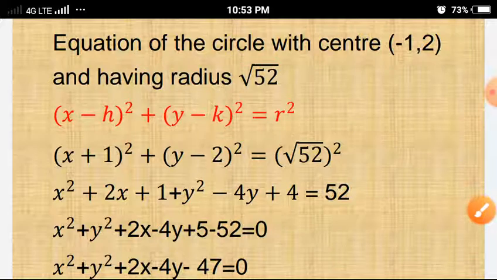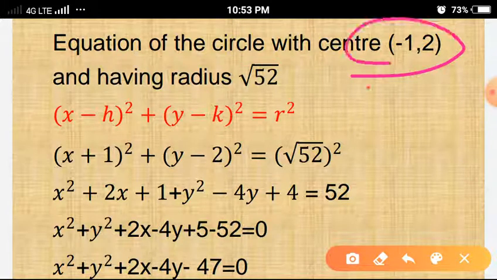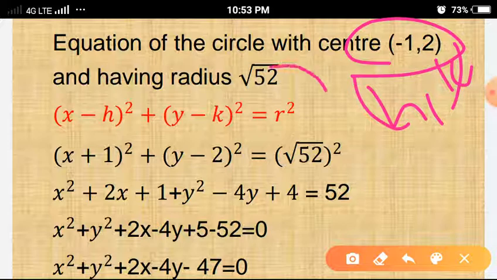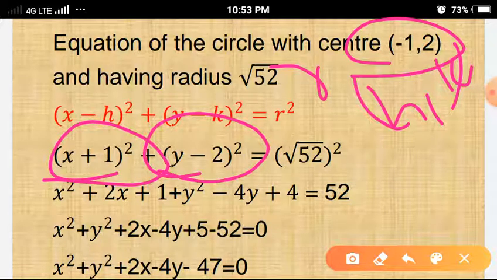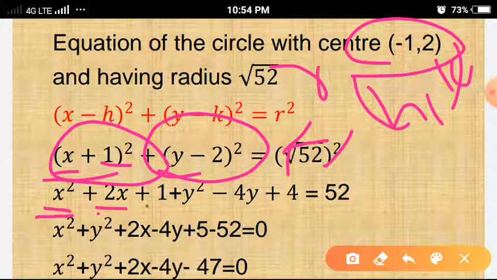Then we have the values of h, k. This is the center (h, k), this is the radius r. Then x minus of minus 1, that is x plus 1 whole square, plus (y - 2) whole square is equal to the radius square root of 52 whole square. Square root will be cancelled. (x + 1) whole square is the (a + b) whole square formula, we have to expand it as a square plus 2ab plus b square. This is also (a - b) whole square, we expand it as a square minus 2ab plus b square.